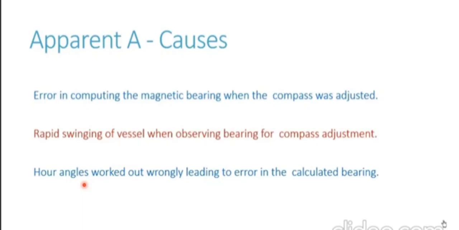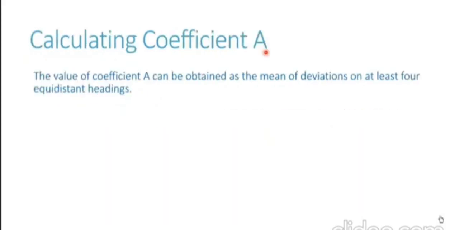Any reason other than magnetism which leads to a constant error on all the headings falls under the category of apparent A. For the correction purpose, the value of coefficient A can be easily obtained as the mean of deviation on at least 4 equidistant headings. What does that mean?